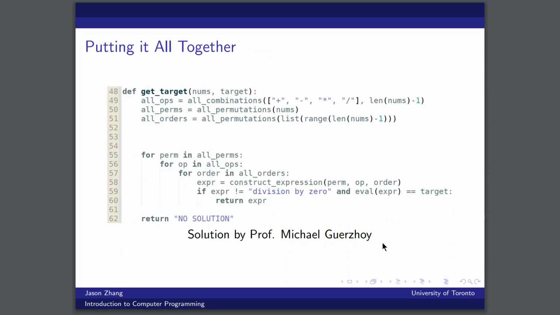So now we can put it all together. And you can see by using our helper functions from earlier to generate permutations, we can generate all permutations of the operations, all permutations of the numbers, and the execution orders. And then we just use a triple nested for loop to go through every single possibility. And we use our construct expression helper function to generate a string expression, which we will then evaluate and check if it's equal to our target. If it is, then we return it. Otherwise, we return no solution.